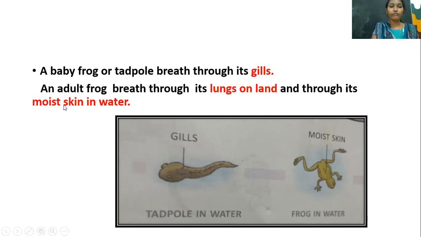Okay. An adult frog breathe through its lungs on land, and through its moist skin in water.